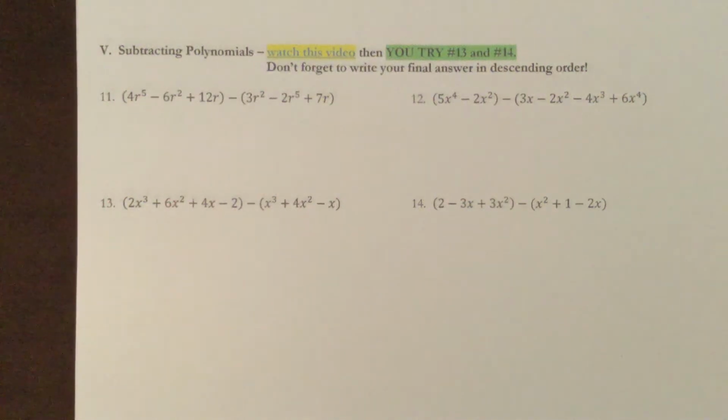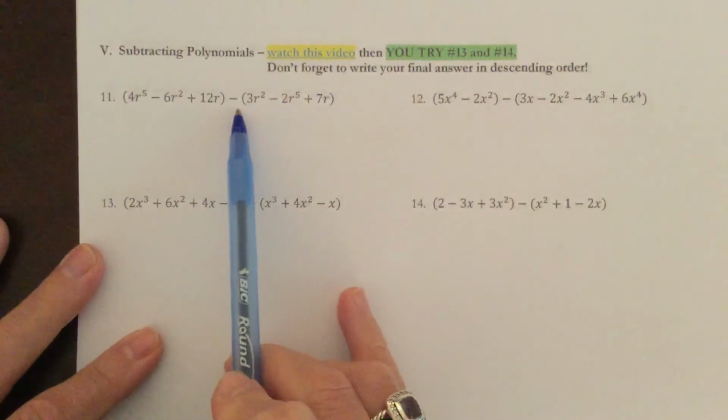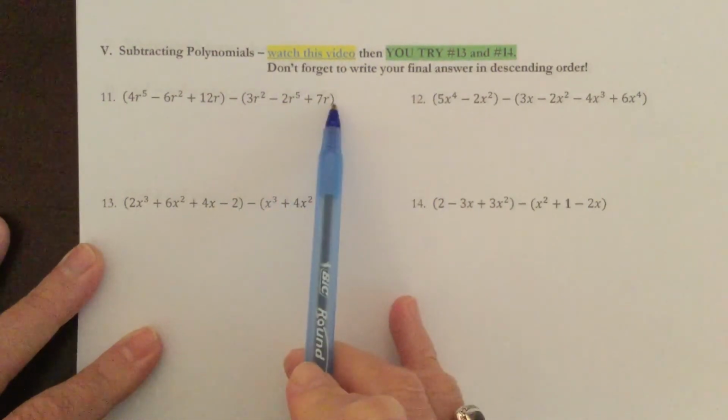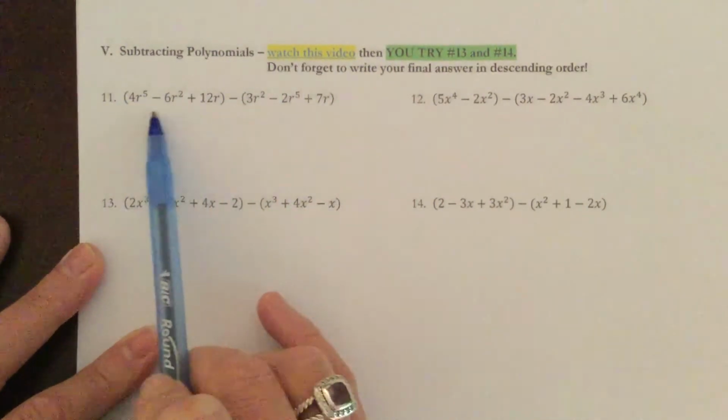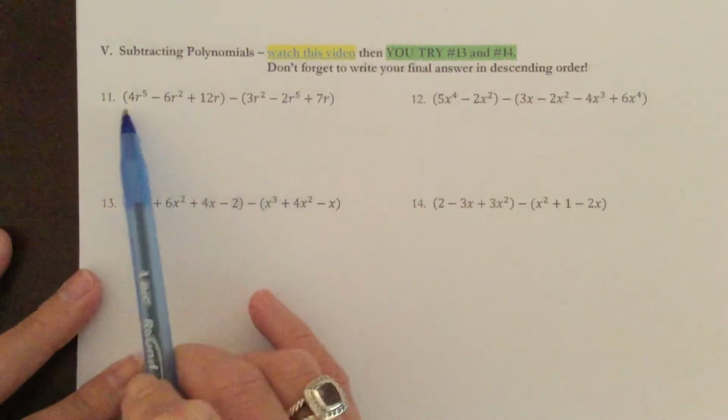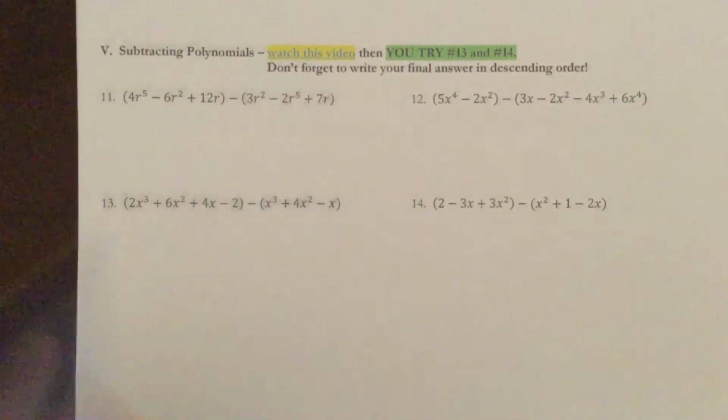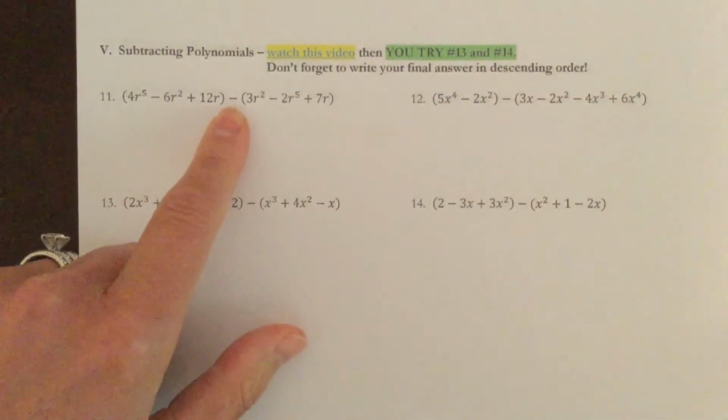Subtracting polynomials is very similar to adding polynomials. We just need to remember that we need to take every term over in this polynomial away from every term in this polynomial. In this case, we have a trinomial and we want to subtract another trinomial. The difference between subtraction and addition is with the subtraction sign.